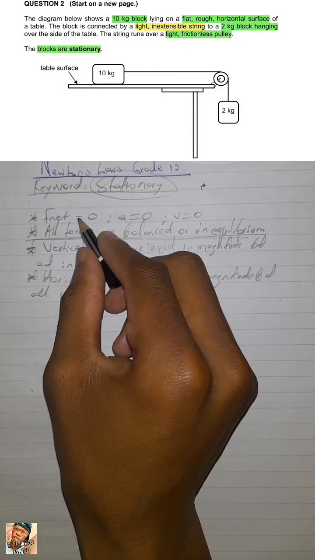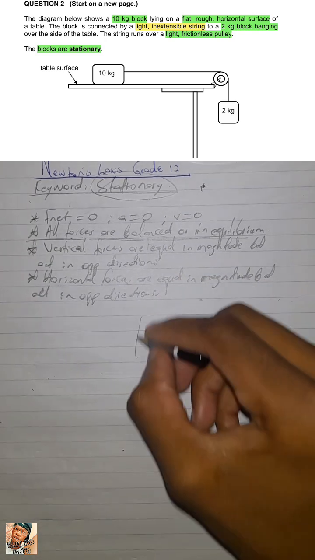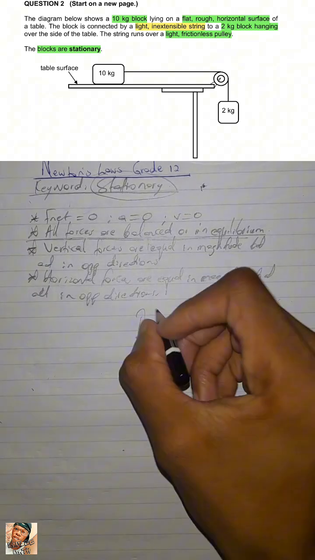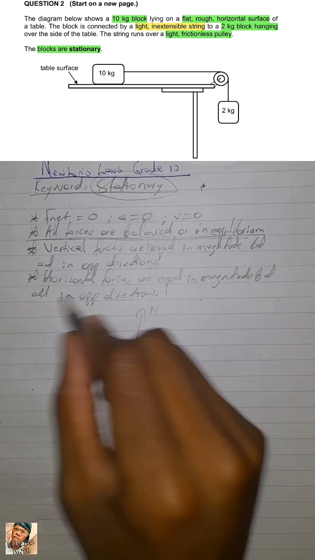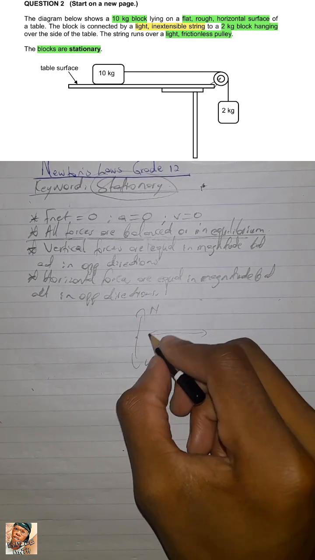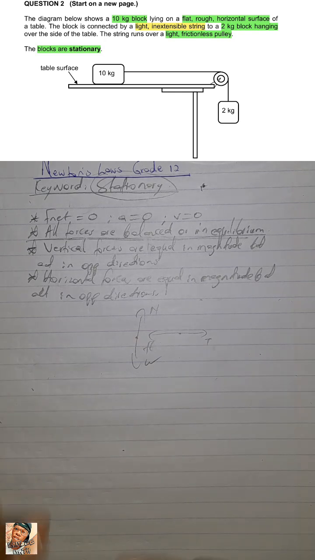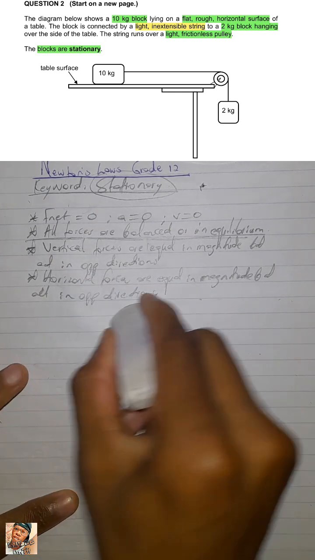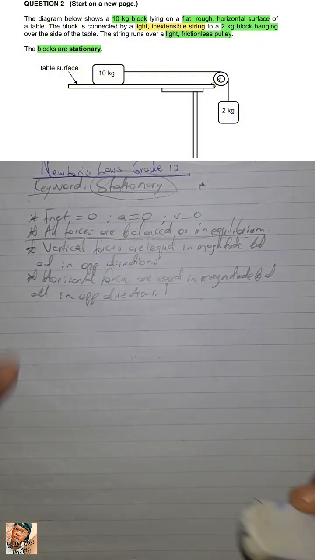It means that there's no net force, all forces are in equilibrium or balanced, and the vertical forces are equal in magnitude but acting in opposite directions. So it means that the normal force is equal to weight, something like that, right? And the horizontal forces are equal in magnitude but act in opposite directions. That means the frictional force and maybe the tension are equal in magnitude but act in opposite directions. So this is what stationary means, okay? You have to take note of the keyword stationary. As soon as you see the word stationary, these are the points you gotta note before you get into the questions. These are going to give you the tools on how to tackle the questions that follow. All right? Right, so let us get into the questions.